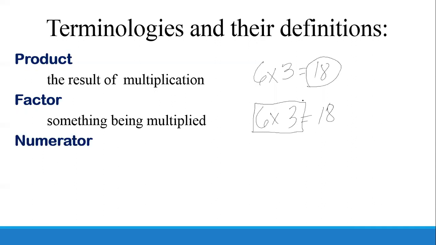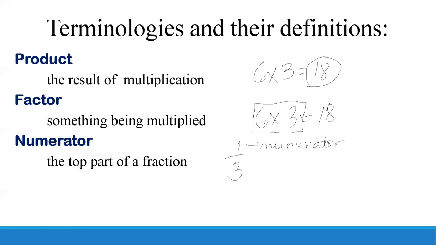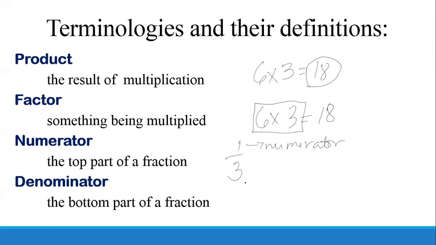And we also have the numerator, which is the top part of a fraction. For example, we have 1/3. This is the numerator, the top part. And the denominator is the bottom part. So in 1/3, this is the denominator. Okay, so these are just some simple terms that we will encounter during our discussion.